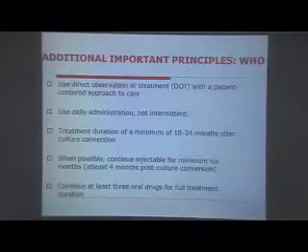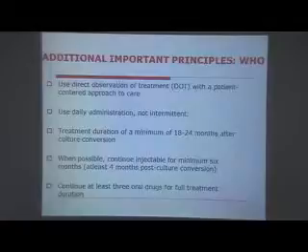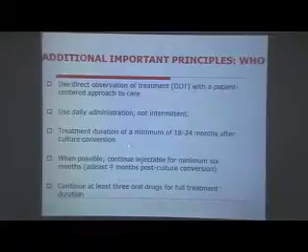Additional important features. Use a direct observation treatment. I already told you, use daily regimen. You would have read about intermittent regimen in the program, where you give three times a week, but that should not be the case when you are suspecting drug resistance. Treatment duration should be for a minimum period of 18 to 24 months.